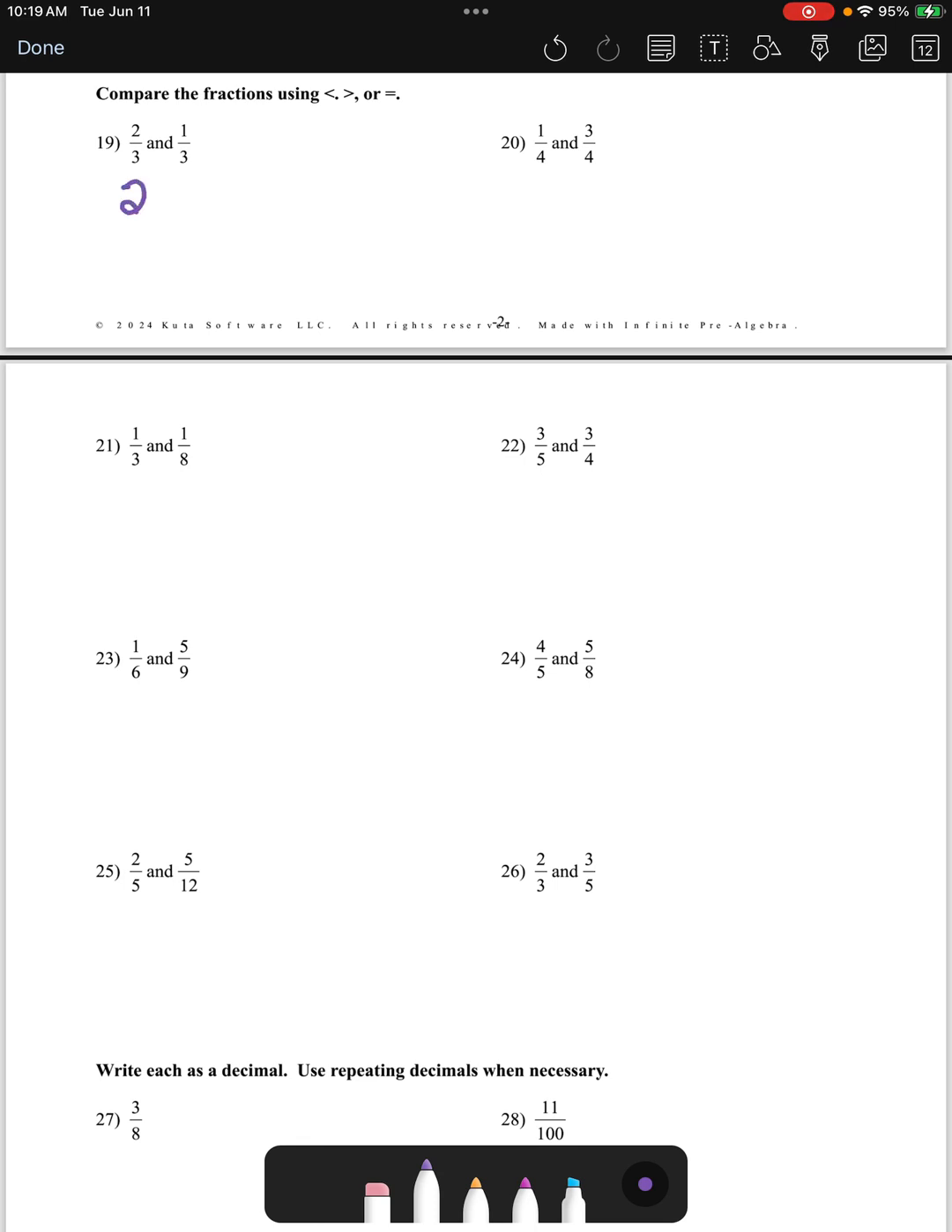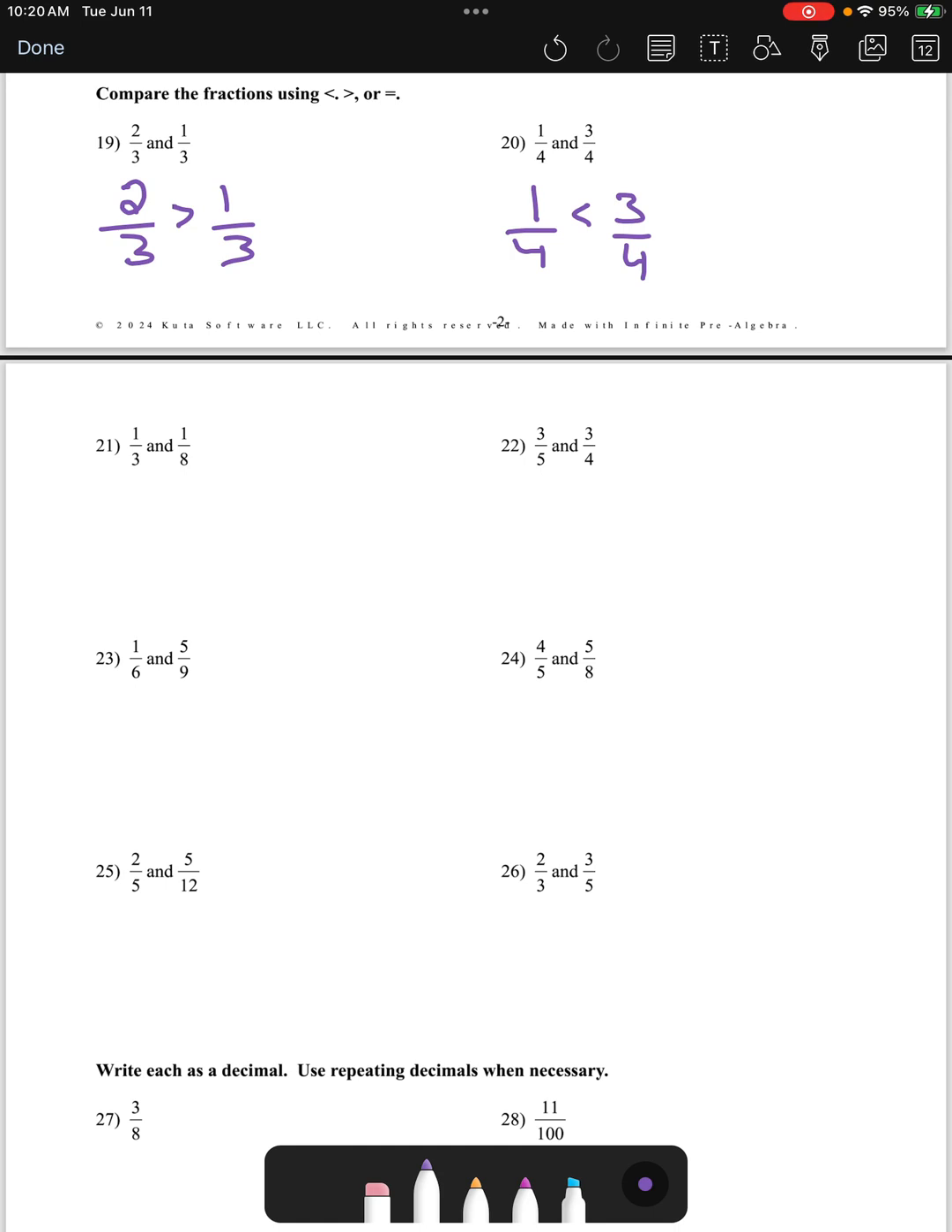So in number 19, both have a denominator of 3. In the numerators, 2 is larger than 1. So because 2 is larger than 1, 2/3 is larger than 1/3. In number 20, both denominators are 4. In the numerators, we have 1 and 3. 1 is less than 3, so 1/4 is less than 3/4. So if the denominators are the same, easy peasy, compare the numerators normally.